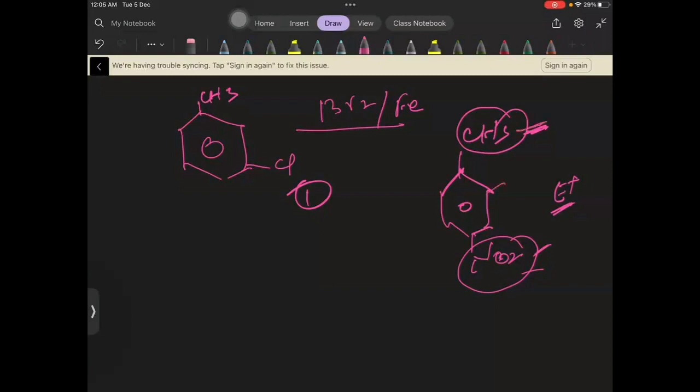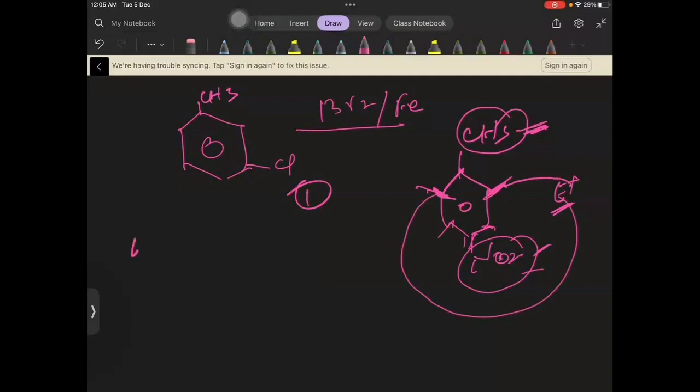Here are ortho, meta, para, or from the left side, ortho, meta, para. So your para position is occupied. So you have only the ortho positions, either this position or this position. So the electrophile will attach either here or here. Understood? This is the first condition.